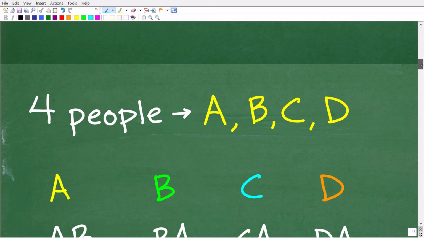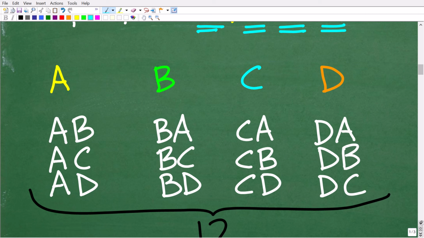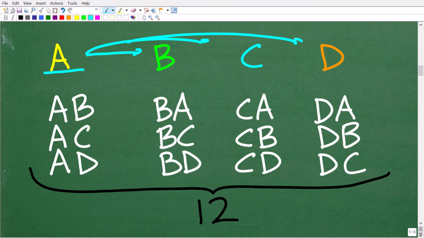So let's suppose we have 4 people, and each person is A, B, C, D. All right, so we have person A, person B, person C, and person D. So let's count these actual handshakes. Okay, so here is person A. So person A can shake hands with person B, C, and D. So we'll list these handshakes right here. So we have AB, that's one handshake, AC, that's another, and then AD.